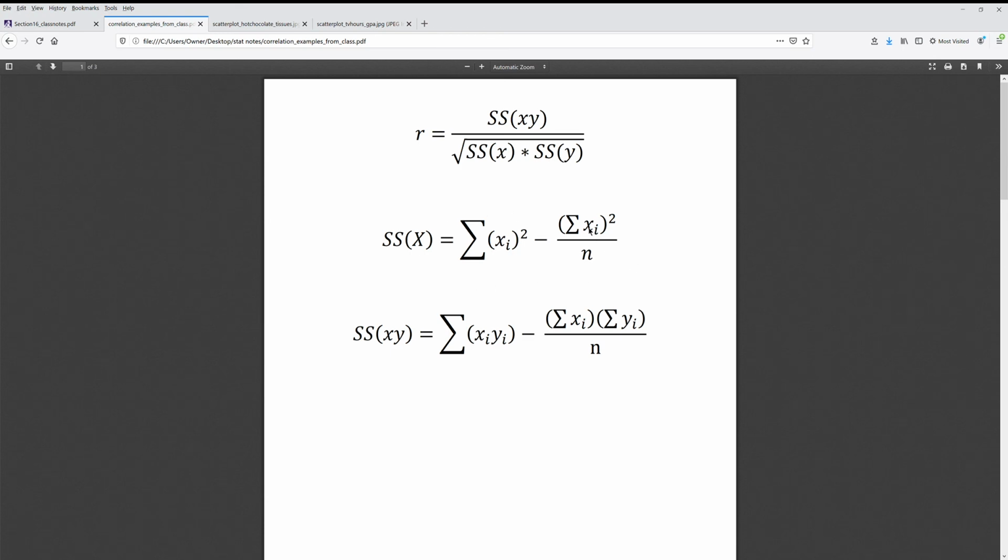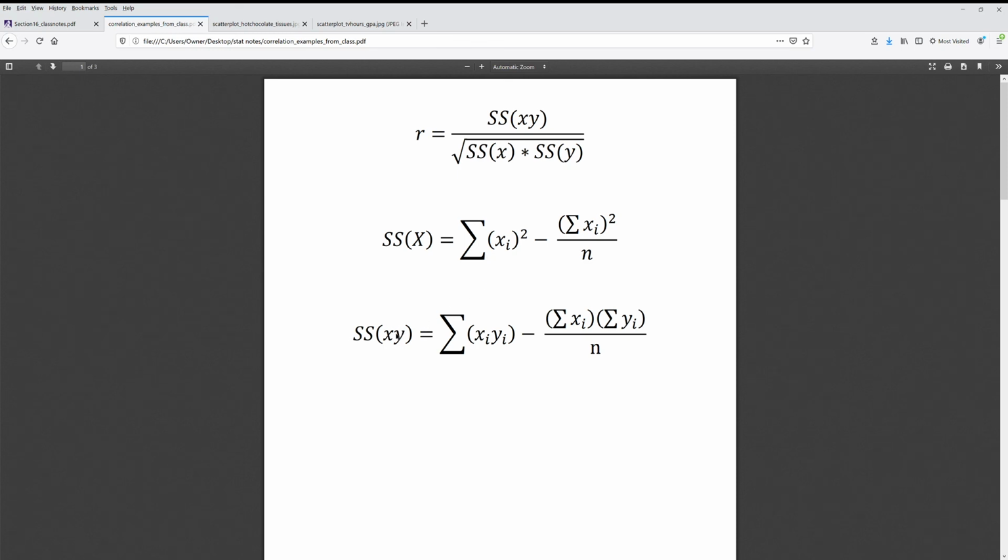Add up the x's, square them, divide by n, that is the number of individuals, the number of pairs, the number of x's. Add up the x's, square them, divide by n, subtract it from the sum of the x squares. And we'll call this creature SSX. Likewise, not pictured, do the same thing for y, so exactly the same computation. SSY is add up the y's, square it, divide by n, subtract it from the sum of the y squareds.